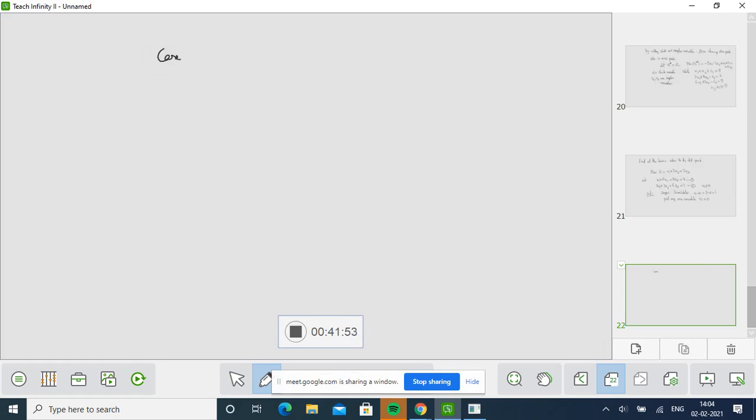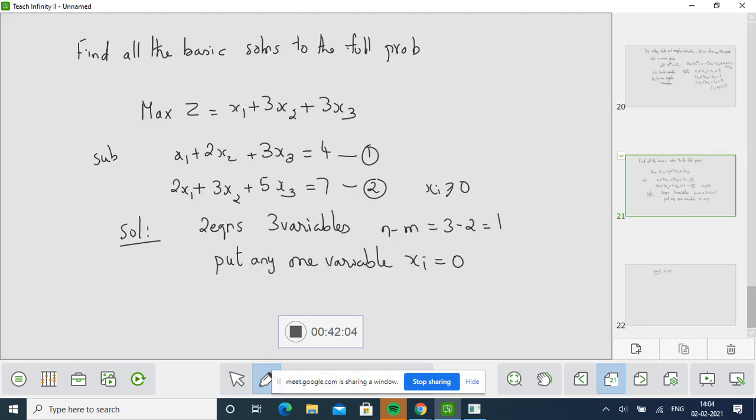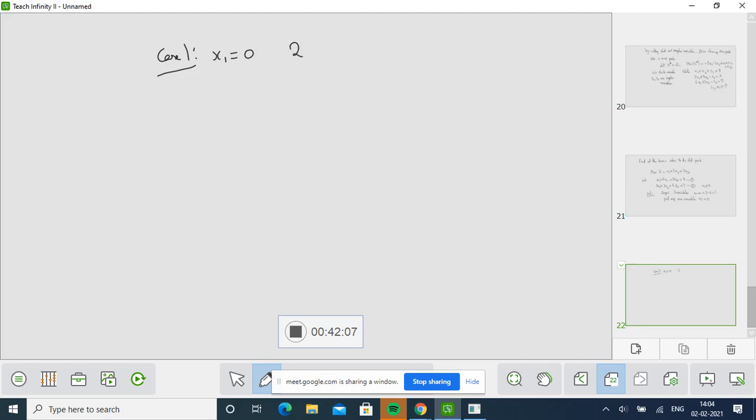Now we have 3 cases. In the first case, I will put x1 equal to 0. When I put x1 equal to 0, I have 2x2 plus 3x3 equal to 4. Then the next equation is 3x2 plus 5x3 equal to 7. Solve. Give me x2 value, give me x3 value. Then come for case 2.